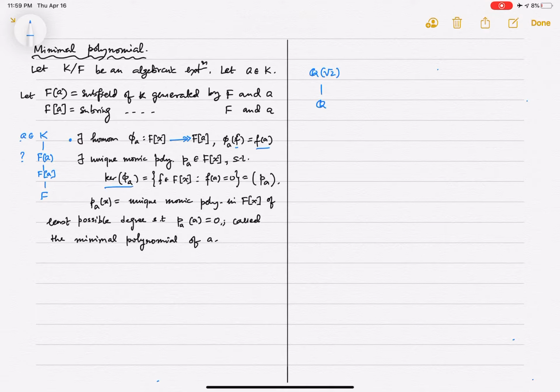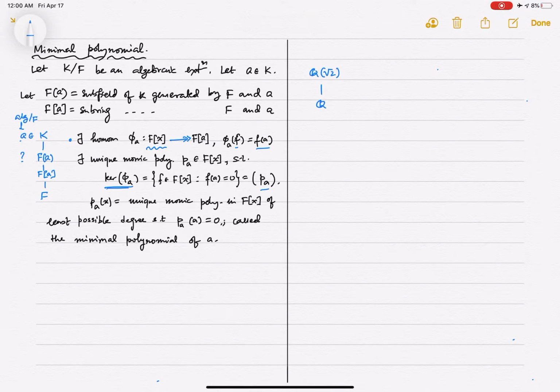You look at the kernel of this homomorphism. The kernel is non-zero, because what is the kernel after all? It's all the polynomials in f[x] which have a as a root. When you evaluate at a, it has to vanish. And a is algebraic, so it does satisfy some non-zero polynomial. So this ideal is a non-zero ideal in a PID, so it's a principal ideal. It has a non-zero generator.